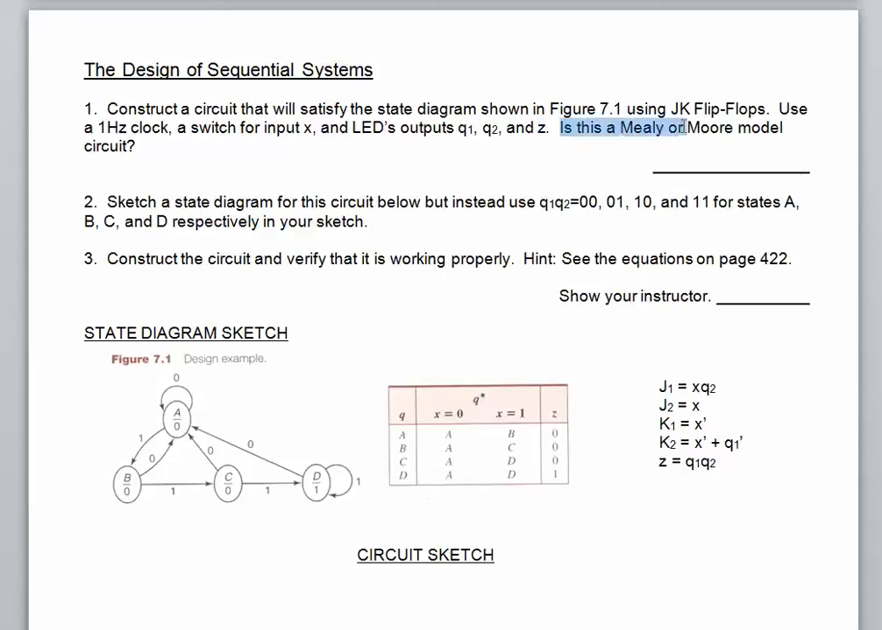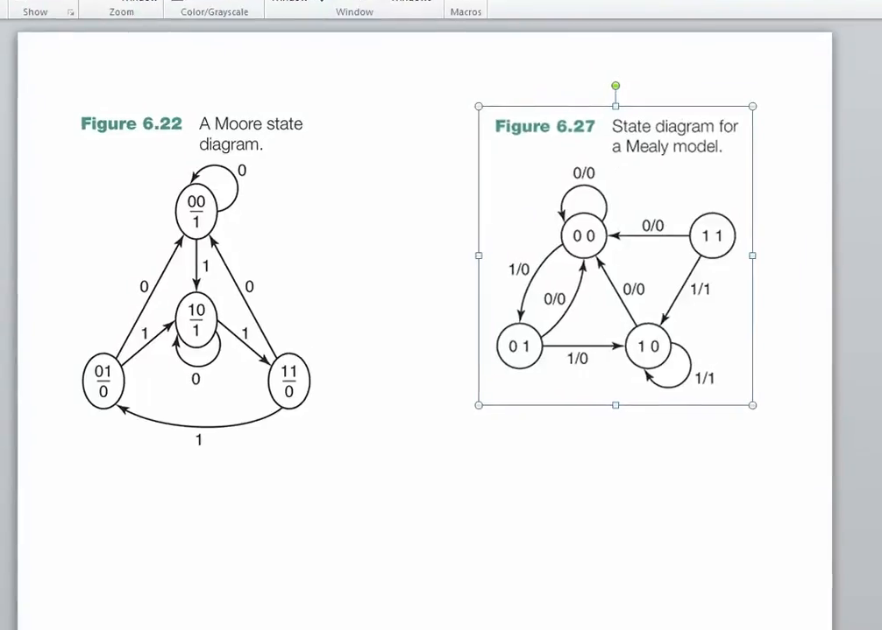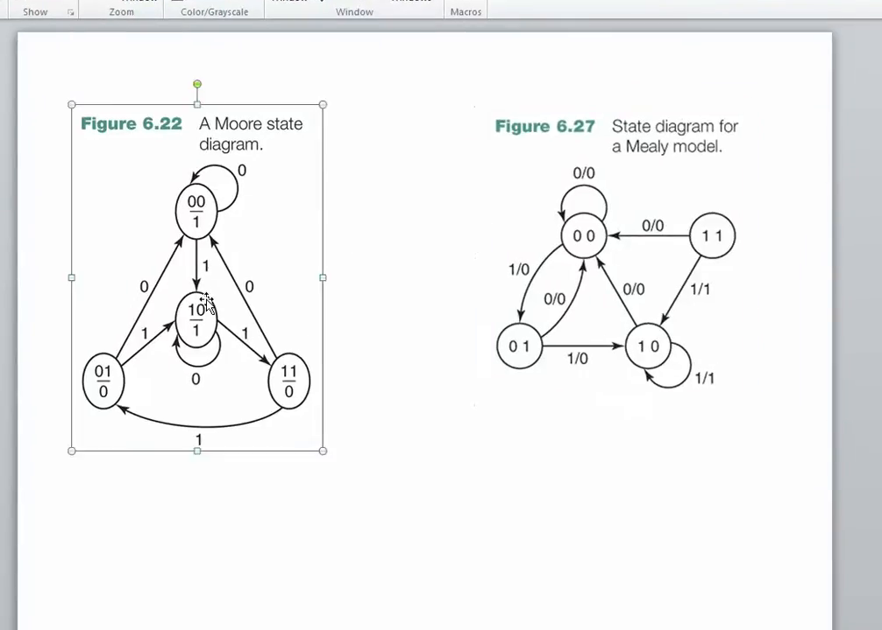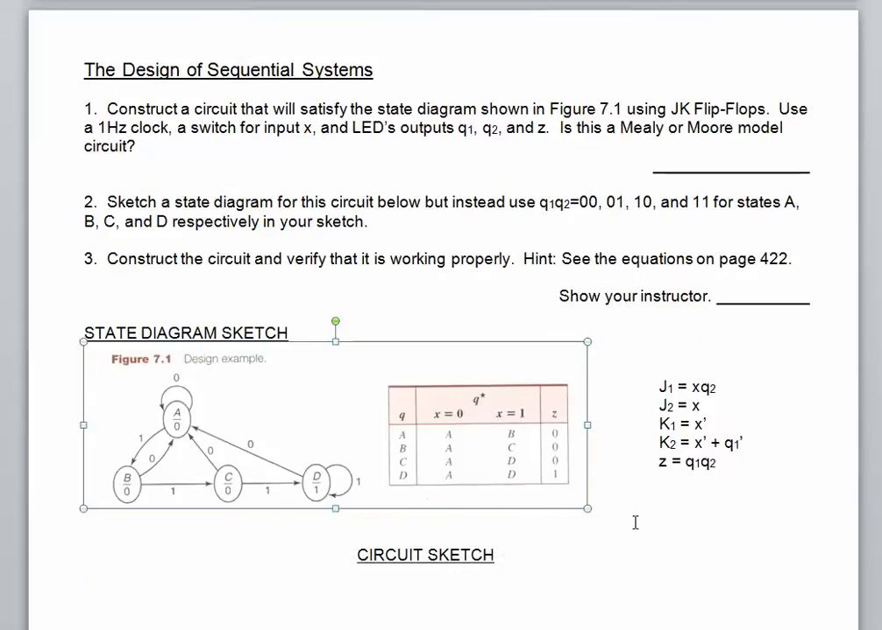It's first asking you if this is a Mealy or Moore model circuit, and the way you do that is you look at this diagram and then compare it to the examples we showed in the PowerPoint slides. So what we'll see in this one right here is that 6.22 shows us a Moore diagram, and you can see that Z depends only on the current state, whereas over here in the Mealy model, the lower right hand side is where the Z is. It depends also upon the value of X, in addition to the state that the circuit is in.